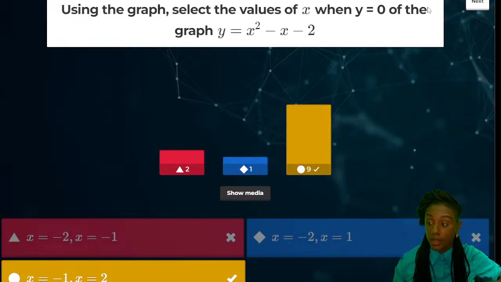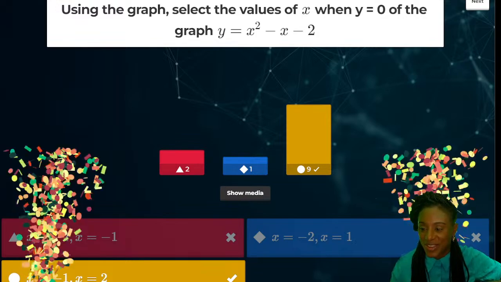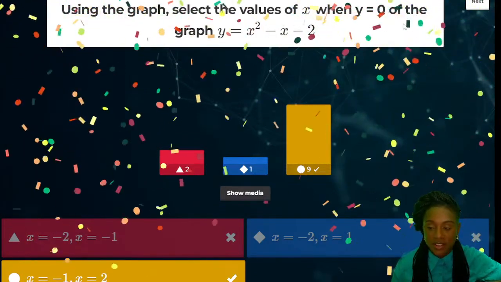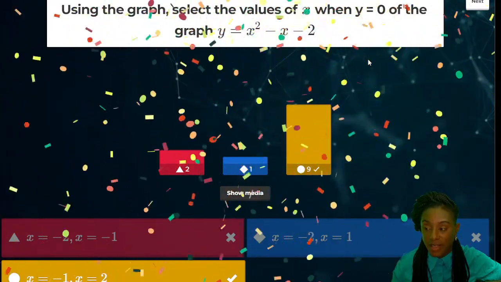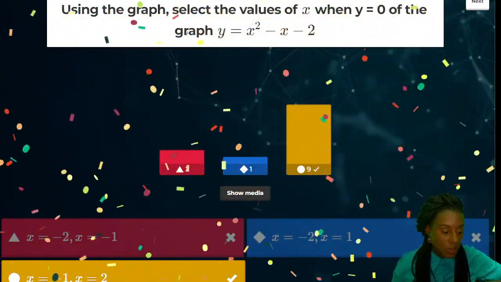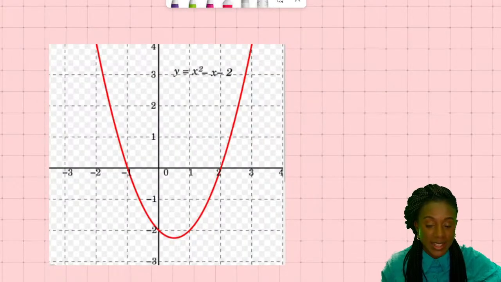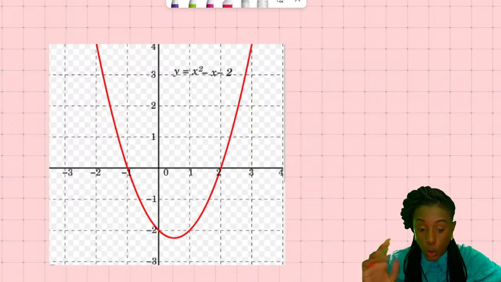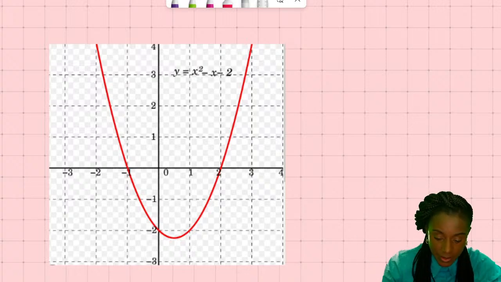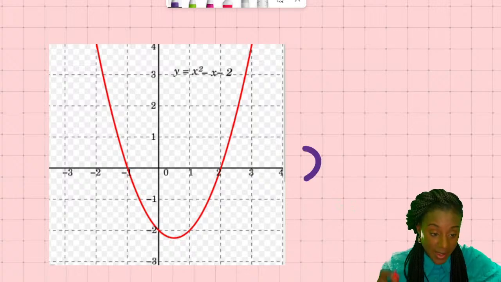Nice. So 9 out of 13 persons got this correct. Okay, so using the graph, select the values of x when y is equal to 0. So how do we identify the values of x? First of all, I said the values of x. So no one should have been looking at the y-axis.